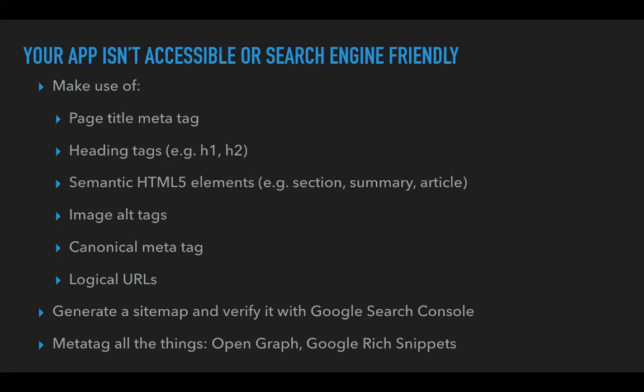And finally, meta tag everything. Facebook and other groups have come up with ways to label content on your web pages that help them classify it even more than semantic HTML5 and things like that. So let's say I'm on Twitter and I want to share a URL.